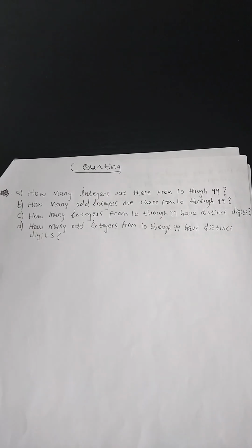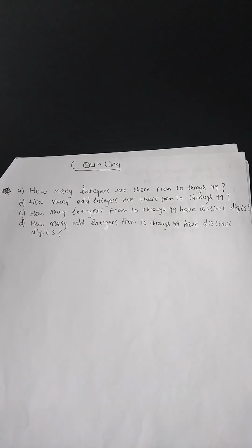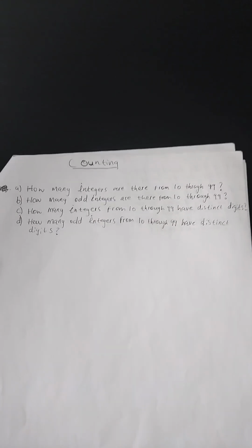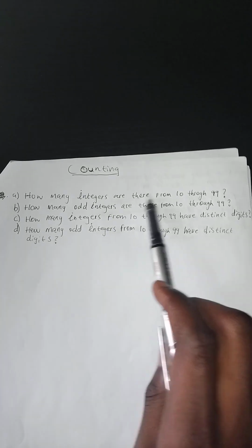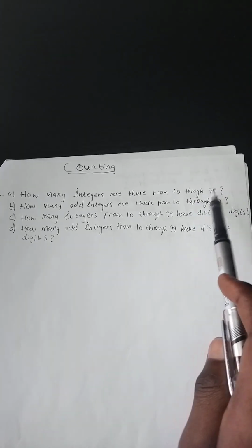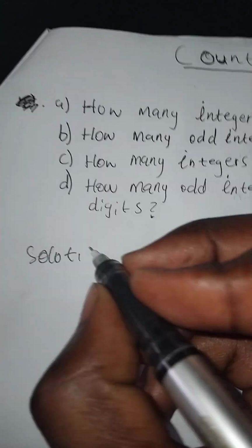So feel free to pause the video and copy down these questions so that once we start doing the solutions we are on the same page, okay? So the first question says, how many integers are there from 10 through 99? So we are starting from 10 through 99. Let me quickly write the solution to that.